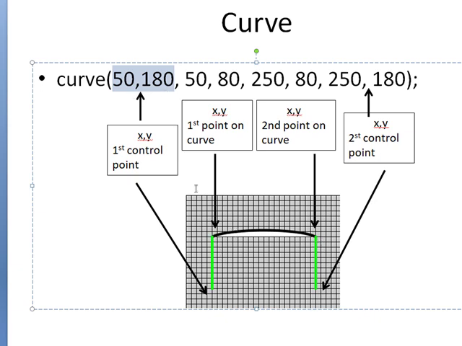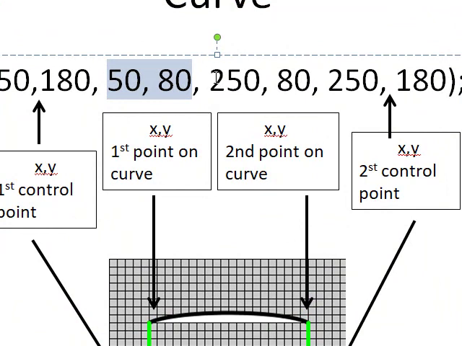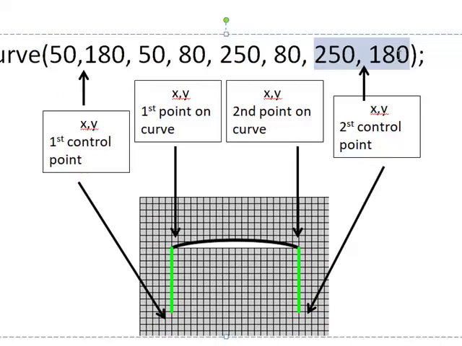So the first 2 coordinates are for this end, this point here, the outside point of the control point. The next 2 coordinates are for one end of the curve, what we actually see. The next 2 are for this end, the other end of the curve, what we actually see. And then the last 2 coordinates are for the other control point.